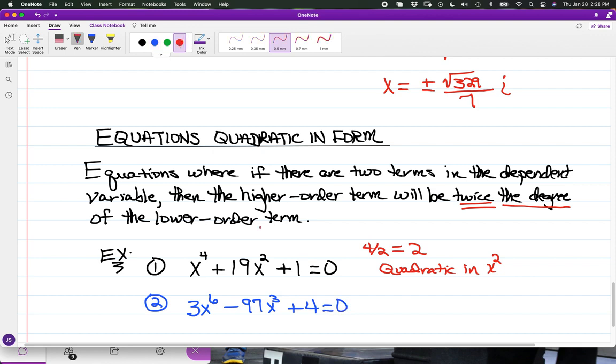If you notice between the higher and the lower order terms in x, the higher order is at 6, and the lower order is at 3. Again, the higher order in x is twice the degree of the lower, so you have a 2 to 1 ratio. And this equation is said to be quadratic in x cubed.